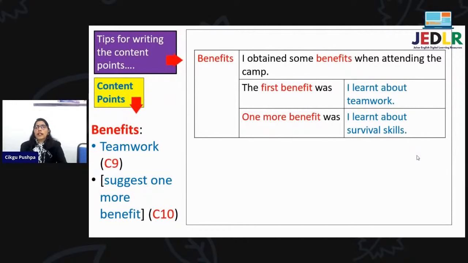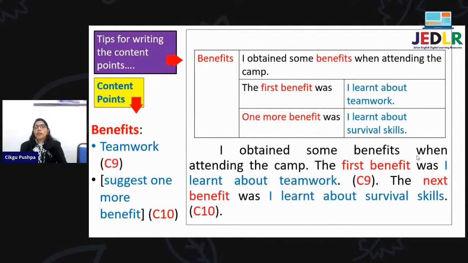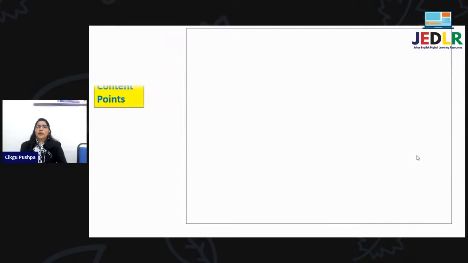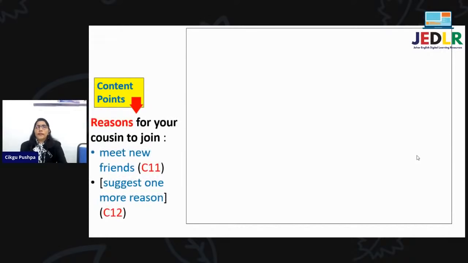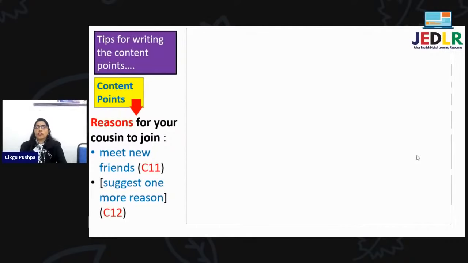Okay, so if you see this in a paragraph form, this is how it is going to be. So very simple. You don't have to think a lot. Just use the language frame and you can actually construct grammatically correct sentences. Now you are done with that, and we have one more part of the content points. The reasons for your cousins to join. Remember, this is the last part, right? So here you have to meet new friends, and again, you have to suggest one more reason as content point 2.